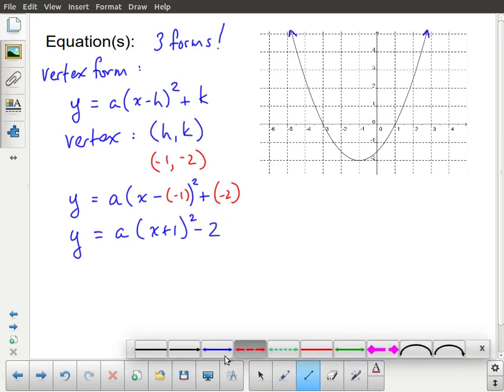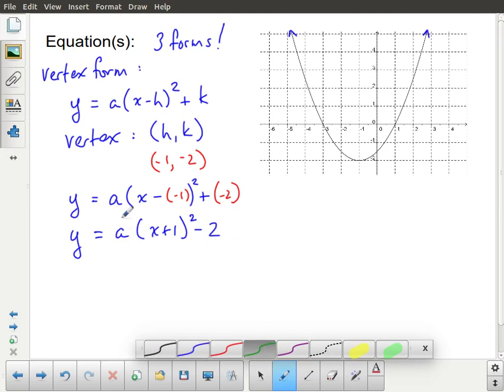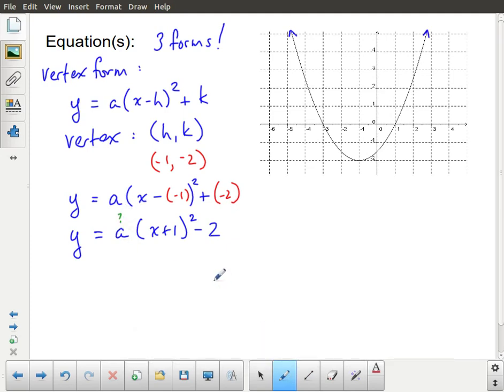Now, the thing I have not addressed yet is this a value. So we don't know what that a value is, and the way that we find that a value is we sub in a point. So we sub in, let's say, any point that is not the vertex. And the reason we can't use the vertex is that we've already used the vertex in getting the equation to this stage. So if you think about it, this piece of data that we got from the graph is all used up. We can't use it again. We've already used it once.